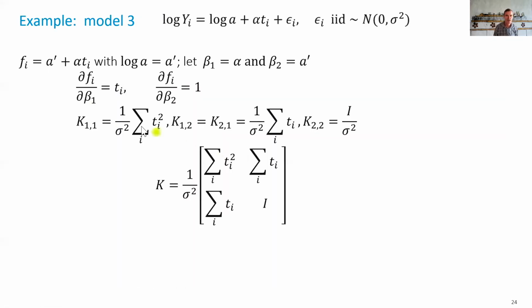So that will give us this formula, 1 over sigma squared times ti squared, etc. If we take the product of those two, that gives ti, and the product of 1 by 1 gives 1. We sum, and we divide by sigma squared, so the K matrix is obtained by this formula, 1 over sigma squared, this thing here.